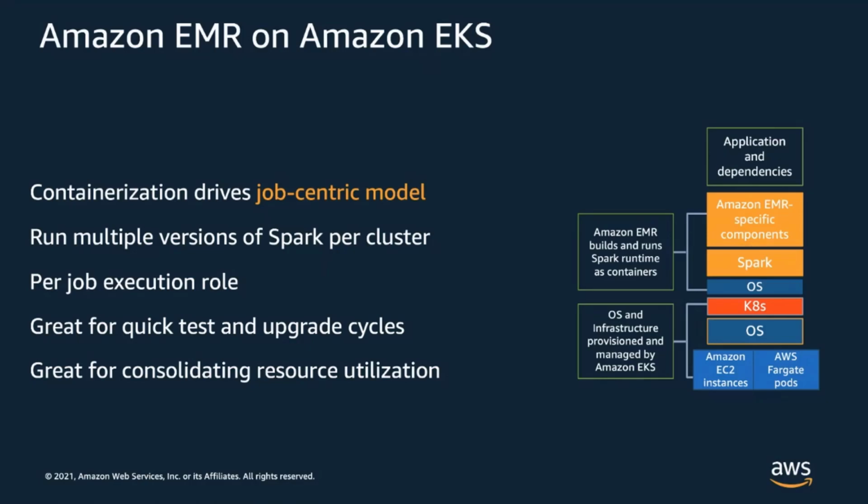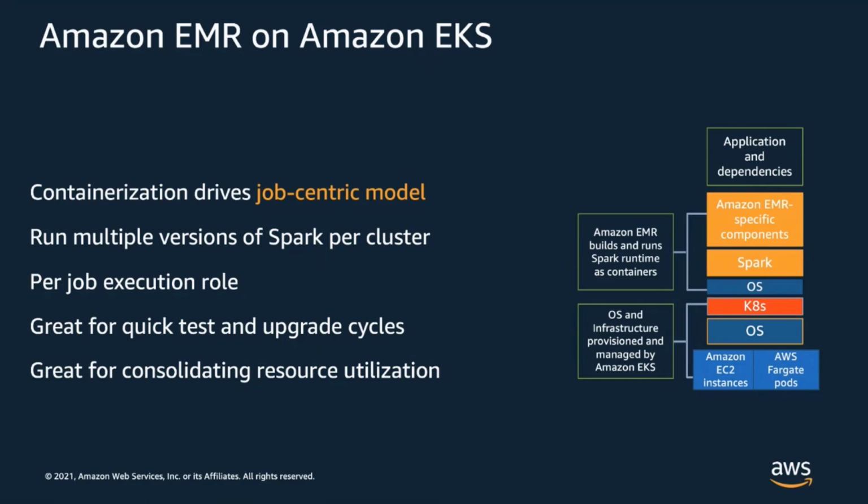So this allows for a lot more flexibility, right? On a per job basis, you can run different versions of Spark. On a per job basis, you can also have different execution roles. So your jobs can have different permissions for each and every separate job. So that makes it really, really useful to be able to separate concerns really, really easily.